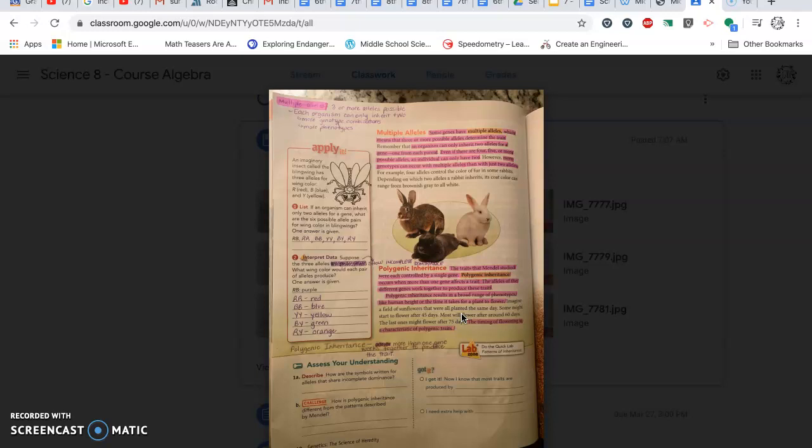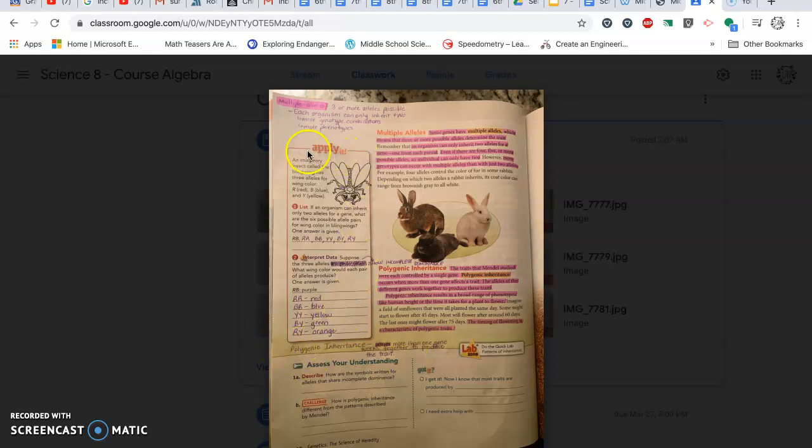And another example the book gives is the timing of flowering. So you have a range: if you plant seeds of the same type of flower all on the same day, they're not going to all flower at exactly the same time. There is a range of time over which those plants will flower. And so that's polygenic inheritance. You have multiple genes working together to produce the trait.